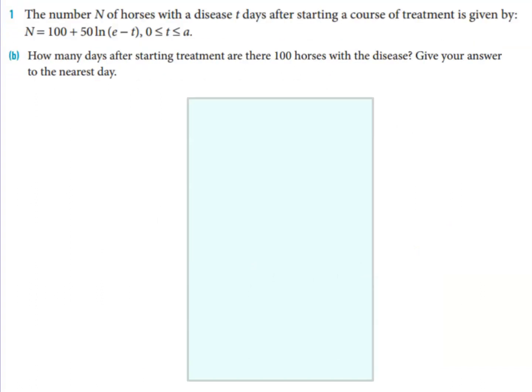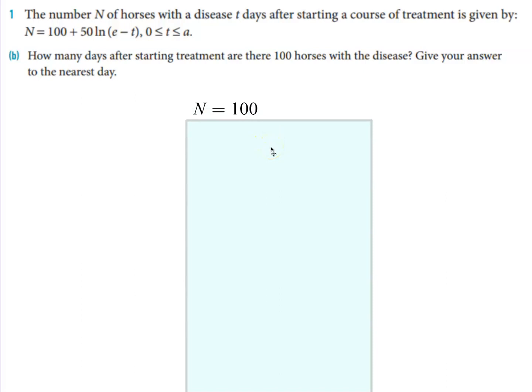Part B says, how many days after starting treatment are there 100 horses with the disease? Give your answer to the nearest day. So once again, stop the video, try this question on your own, and once you've had a go at it, watch the solution. Okay, let's see how you went with this one.